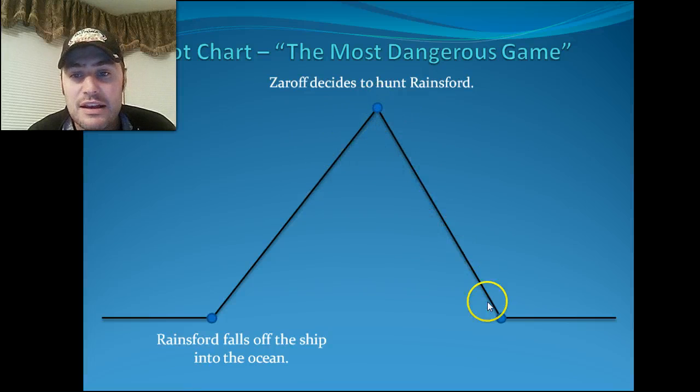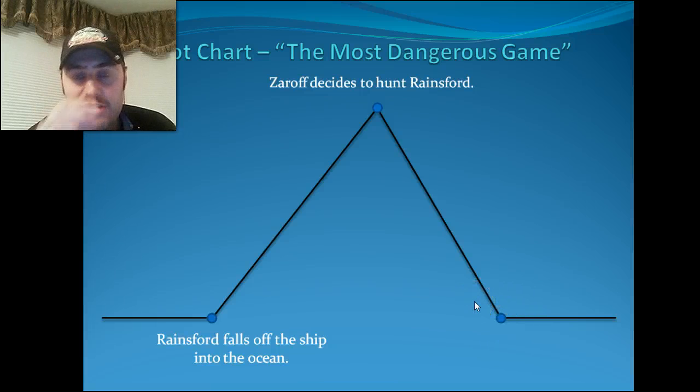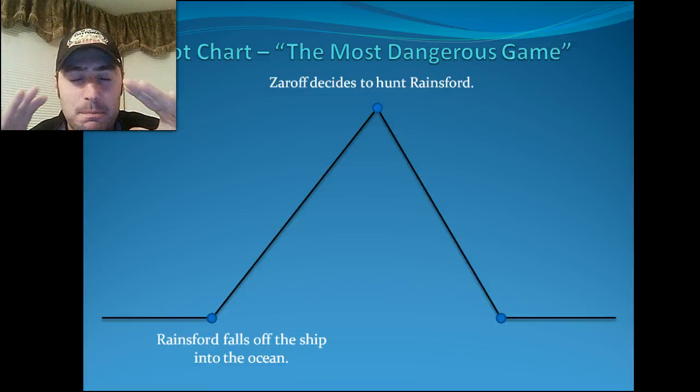But then, as I said, there is a resolution. There's a specific event that ends our action. And the reason why I love doing the plot chart with The Most Dangerous Game is because it's perfect.